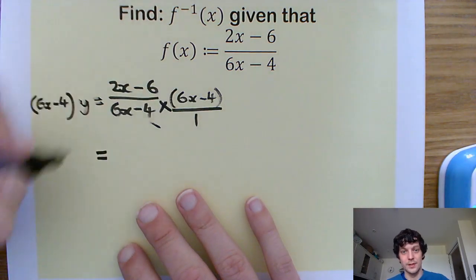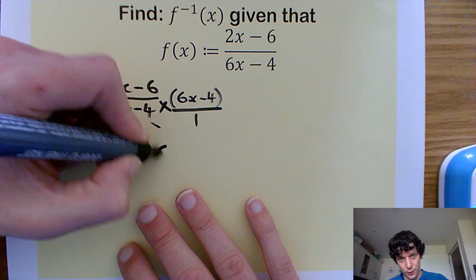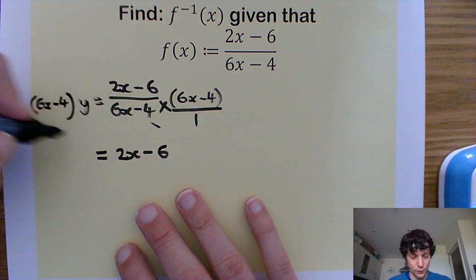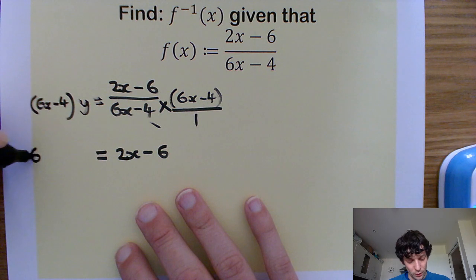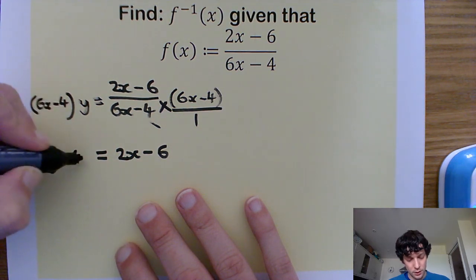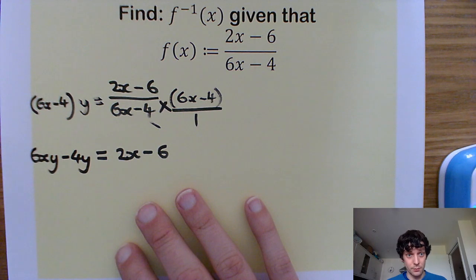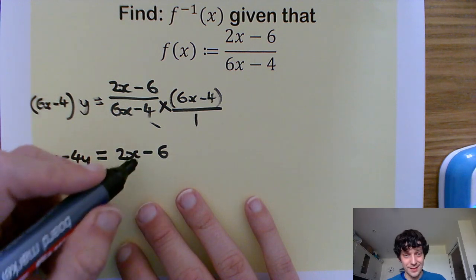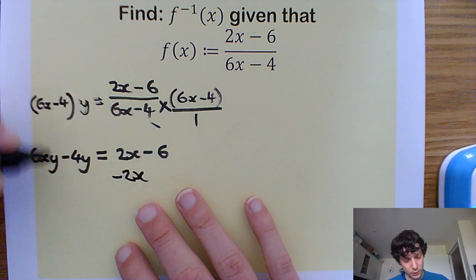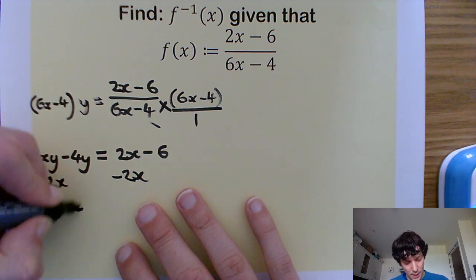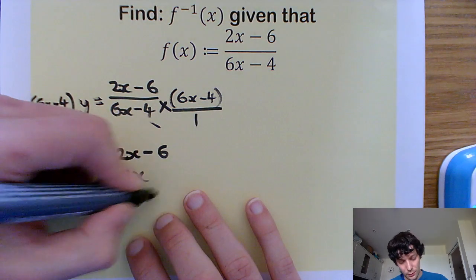So on this side, the 6x minus 4's cancel out. We're just left with 2x minus 6. So we're dividing by 6x minus 4, then multiplying by 6x minus 4. On this side, we've got 6xy minus 4y, and I want to make x the subject. Remember here. Okay, so what I'm going to do next is get all the x's over to this side. So let's take 2x from both sides. So I've got 6xy minus 2x minus 4y is equal to negative 6.